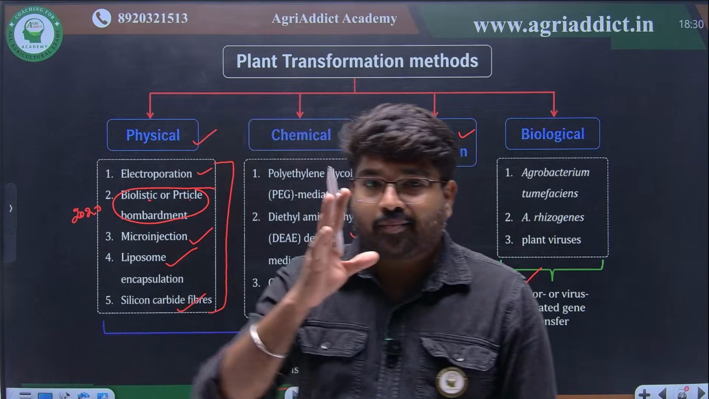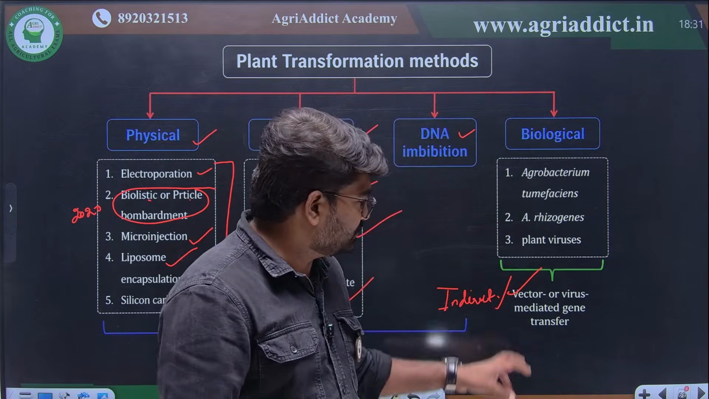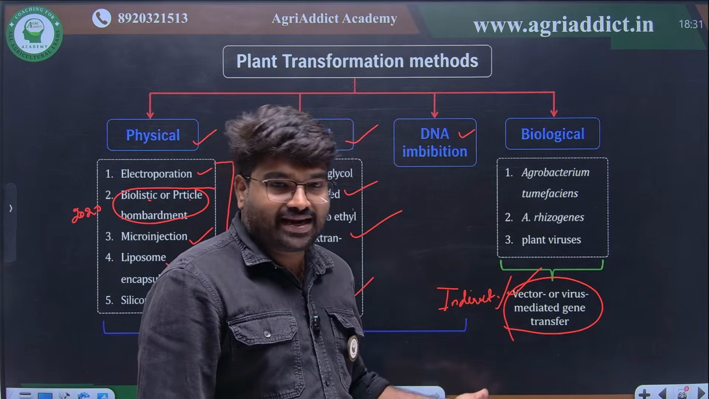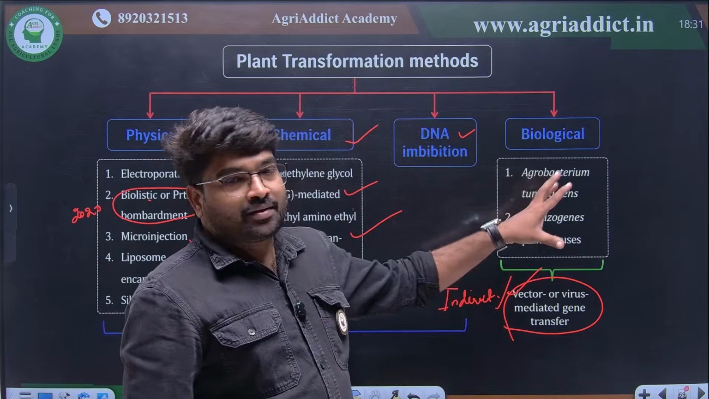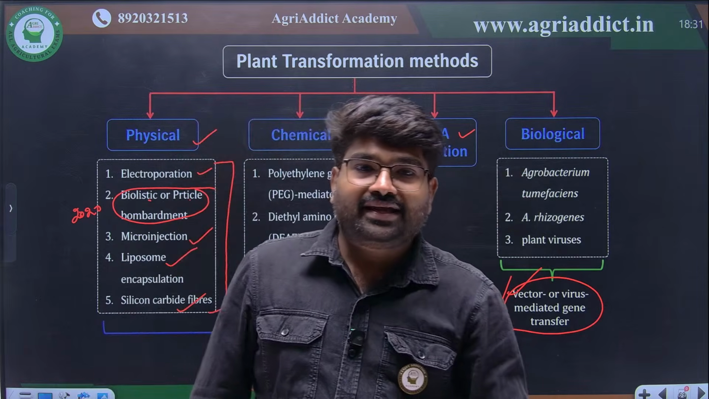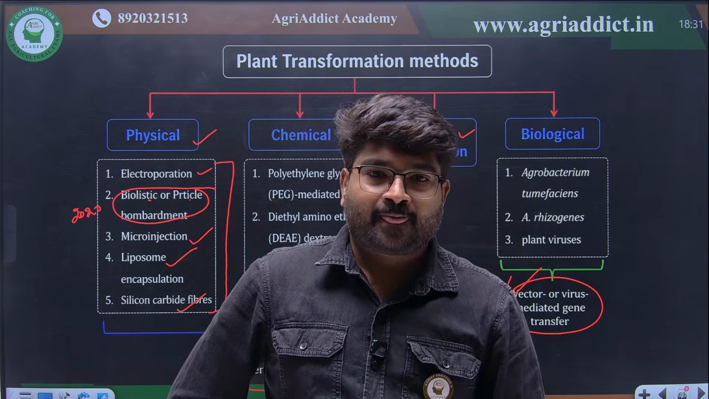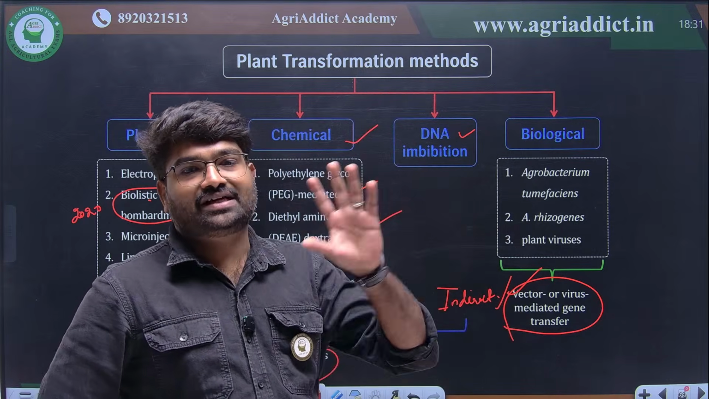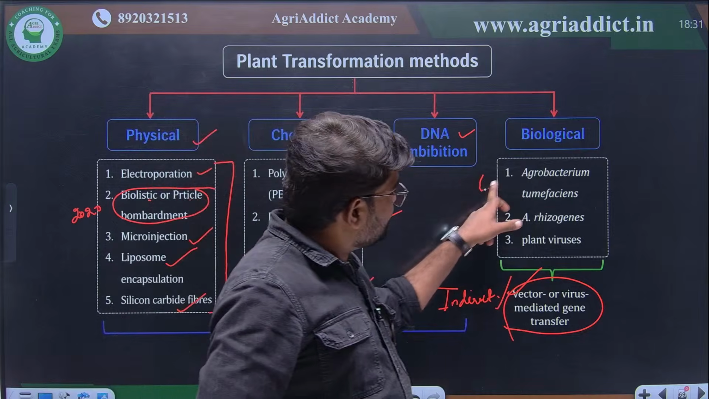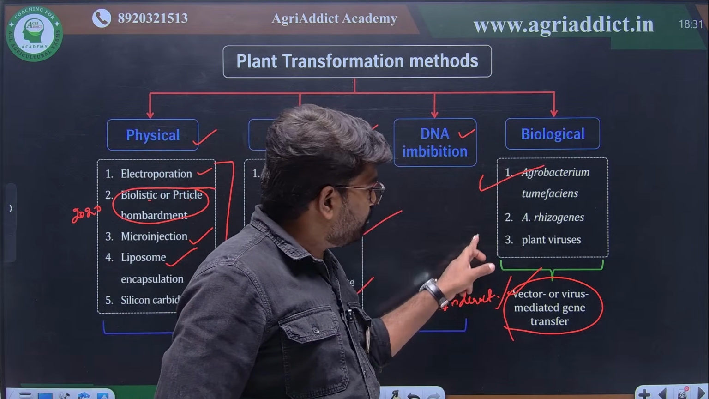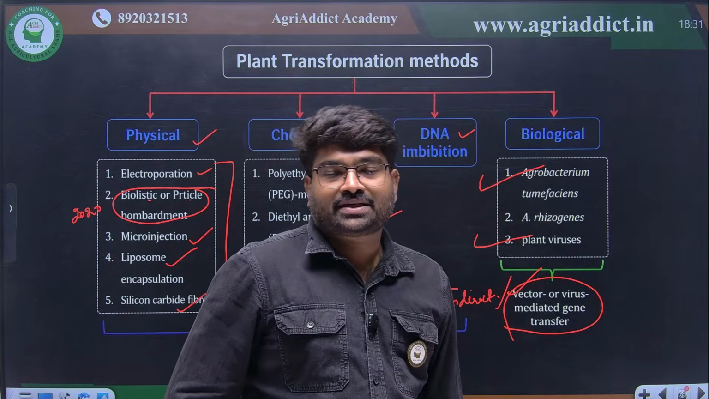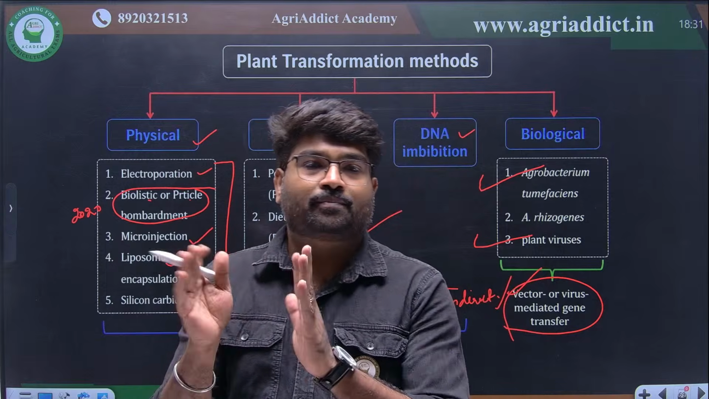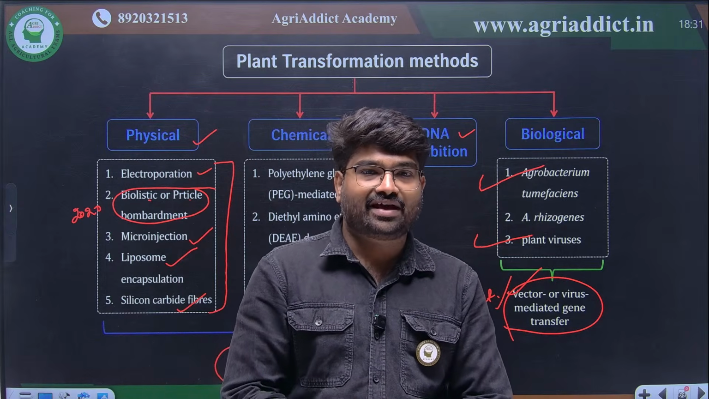Then coming to the biological method of gene transfer, or we can say the vector method or indirect method. Here we can use a bacterium or virus as a source for transferring our gene of interest. Agrobacterium mediated gene transfer is there, or plant viruses can be used as a tool for transferring our gene of interest to the plant genome. I hope this is clear for everyone.